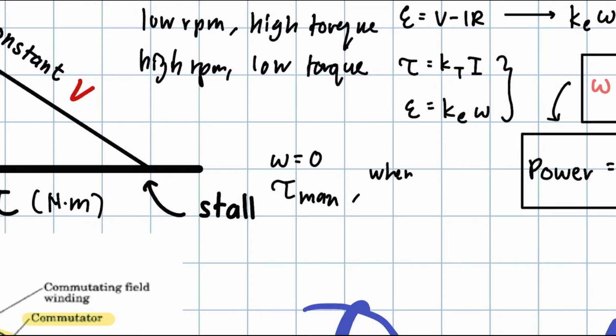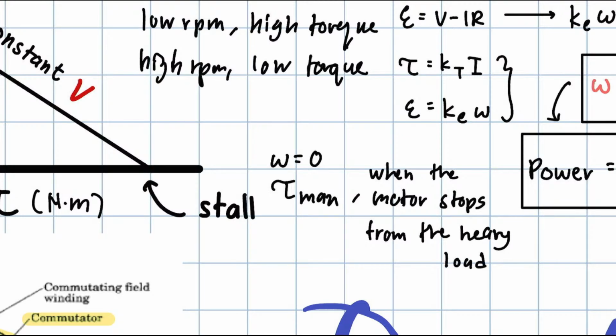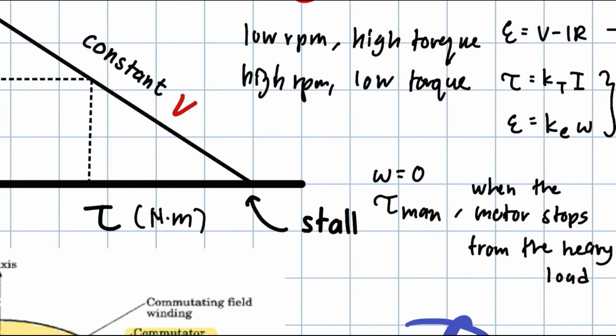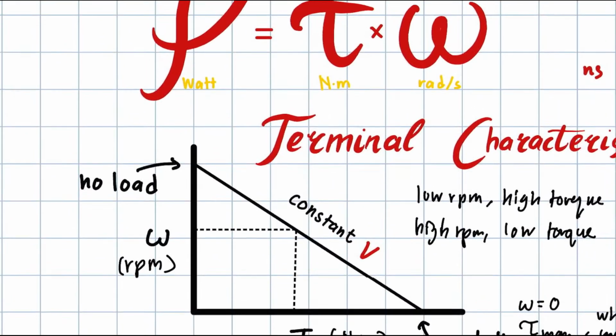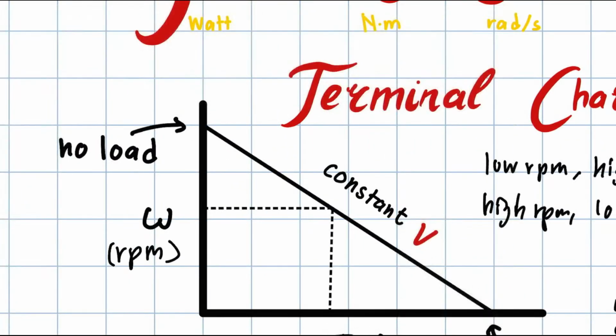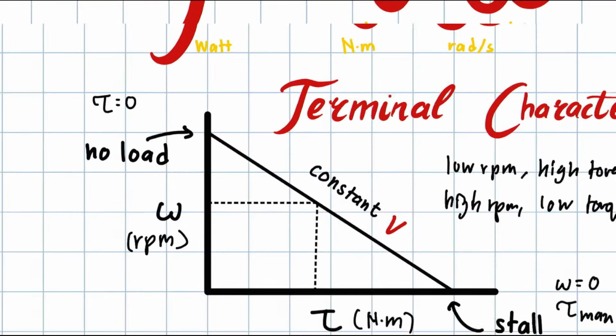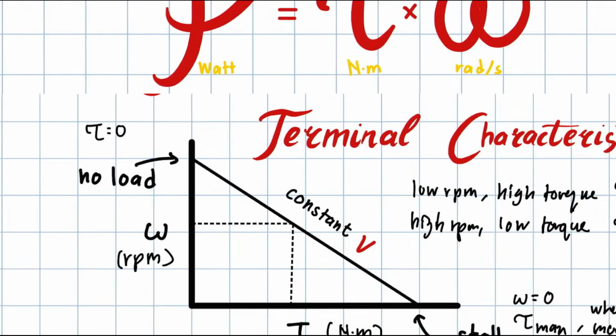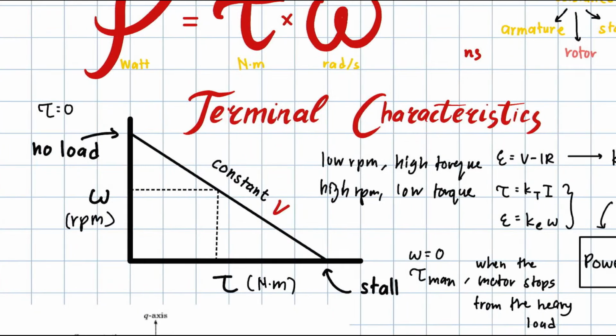T max is when the motor stops from the heavy load. The load is very heavy that the motor stops. That is what we call stall. Over here, no load. No load means the torque equals 0, because there's no load on the motor. Okay, so this happens at a constant V.